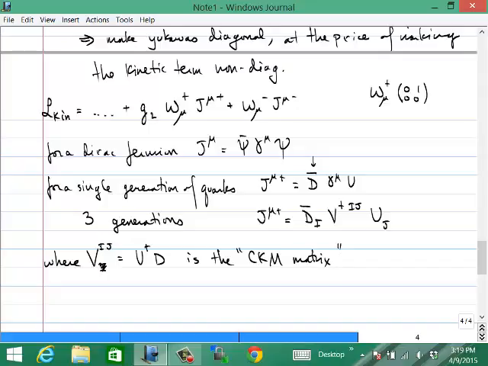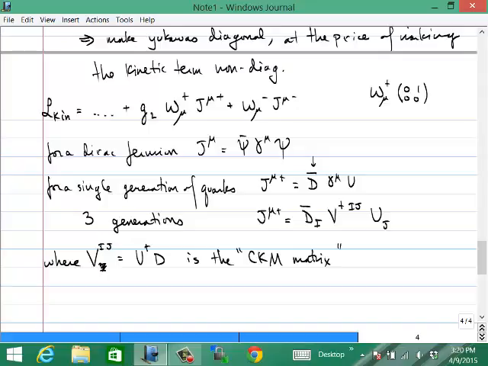For Cabibbo, Kobayashi, and Maskawa. Two of whom I think won the Nobel Prize last year. Is that right? I think that's right. Or did all three of them win it? I don't actually remember. There was something controversial about this, but I don't actually remember what it was.